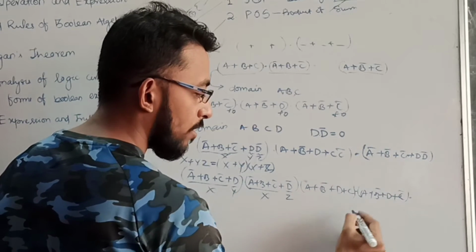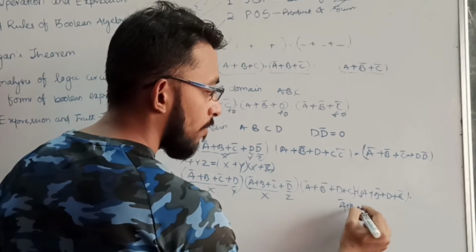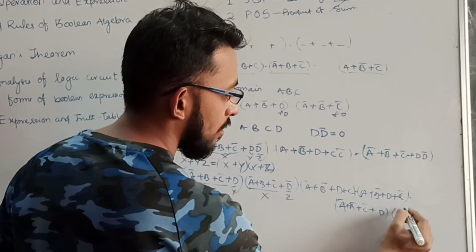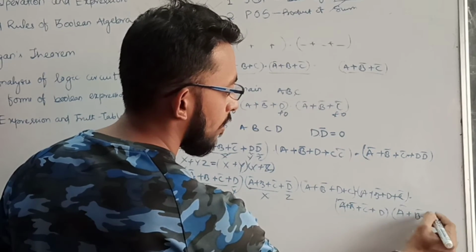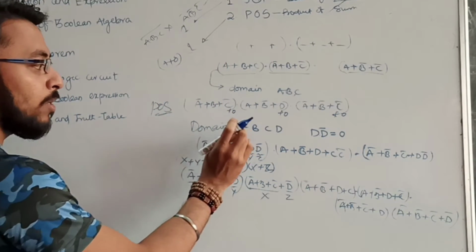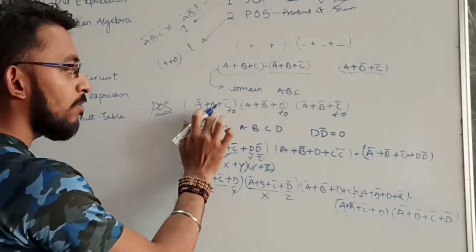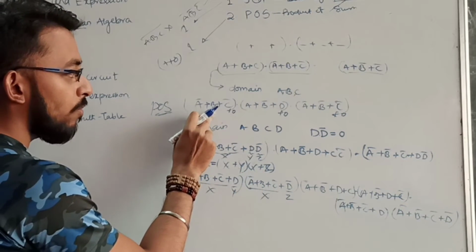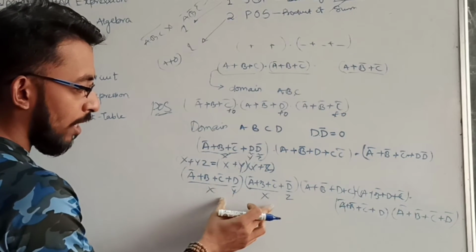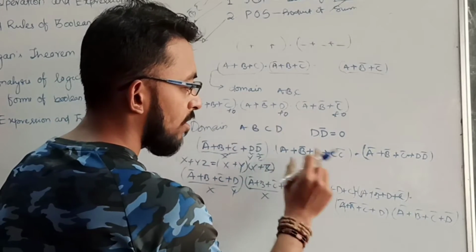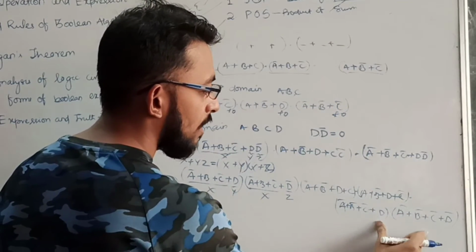Then dot. Again for this term, A bar plus B bar plus C bar plus D, and the second one is A bar plus B bar plus C bar plus D bar. For the number of terms that are missing from a term, you have to write that many extra terms. Here only D is missing, so I wrote the extra terms D and D bar. Here C is missing, so C bar. Here D is missing, so D bar.